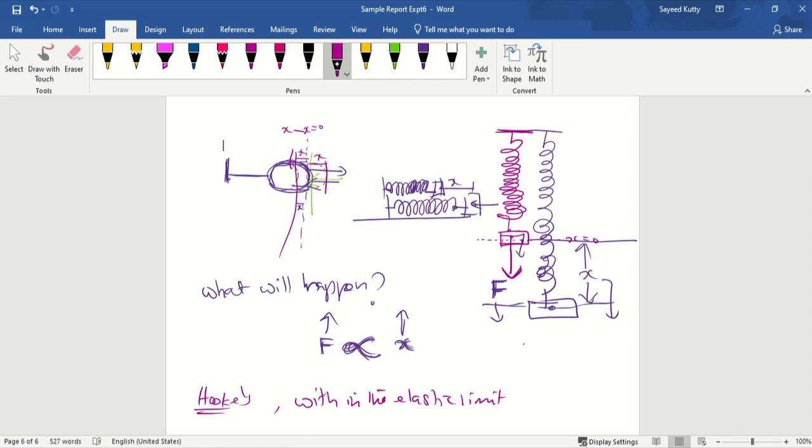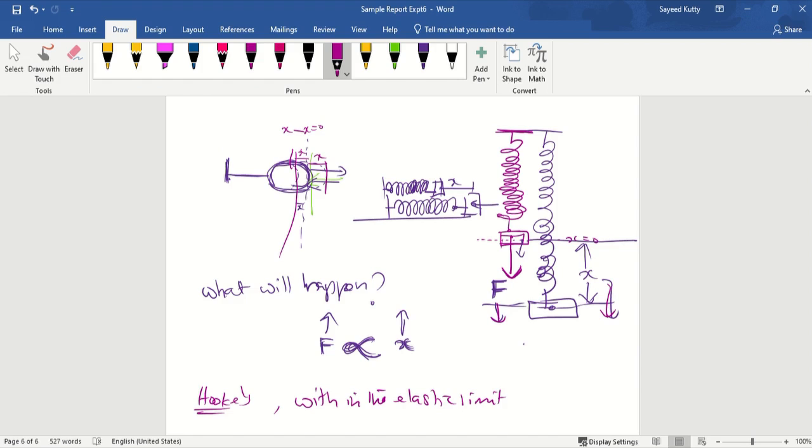I said here, if I increase the force, the extension is going to increase. Is it true for all forces? You know that if I apply force more and more and more, what will happen? The spring will extend and then, no, the spring will break. So this property only exists within a certain limit of force. So there is a range. I cannot apply too much force on this.